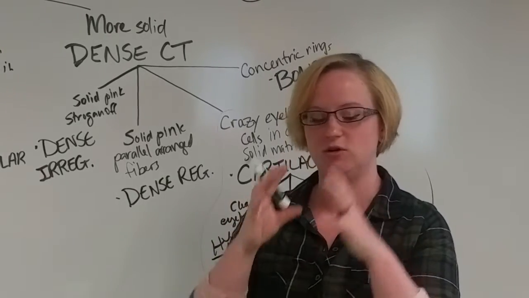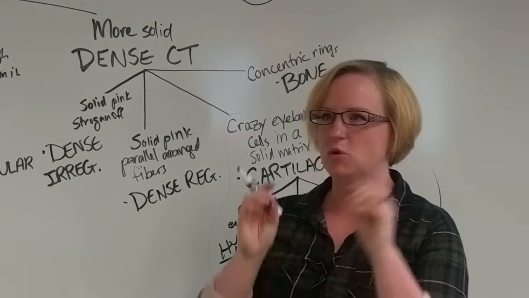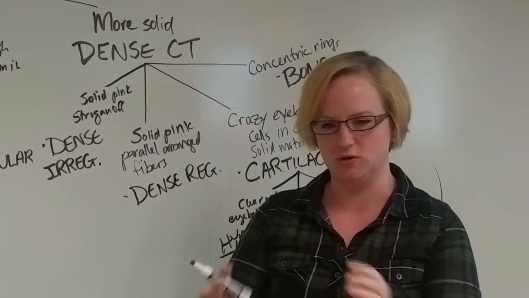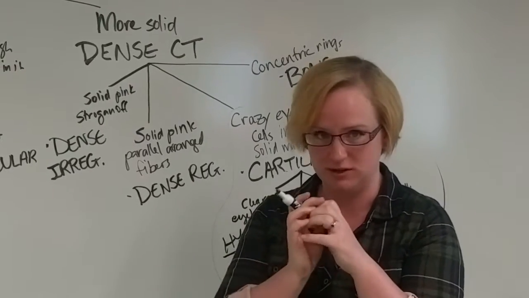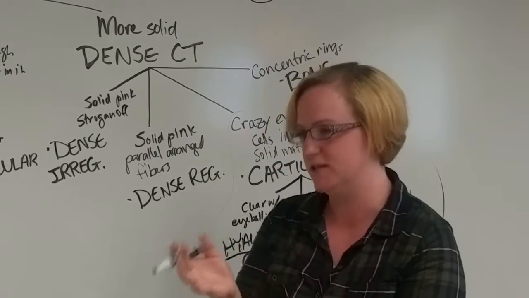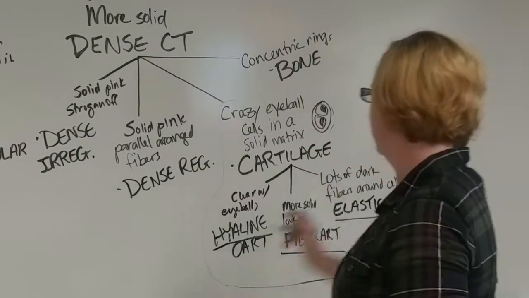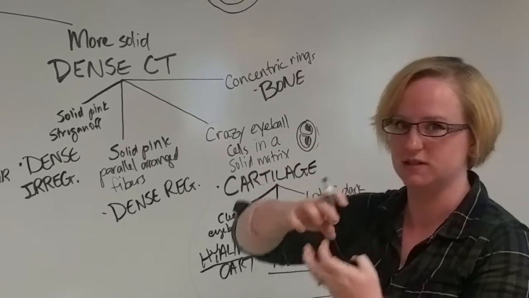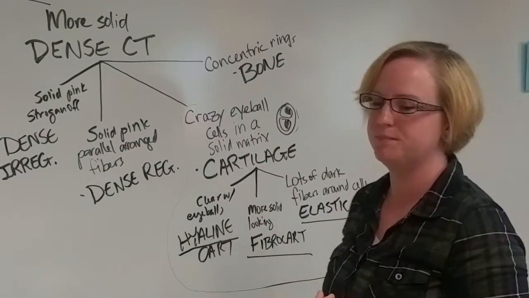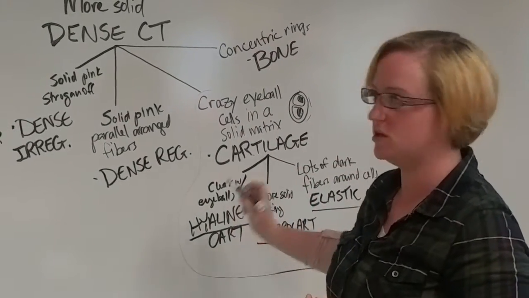So hyaline cartilage, again, you have the crazy eyeball shape, but you have a very clear matrix surrounding it. So clearly these cells are trapped within a solid matrix, like cartilage is very solid, as you guys know. But the cells, again, are scattered throughout, and they look like these crazy eyeballs or like two cells stuck together inside of its own little space. So again, that's a type of dense connective tissue.